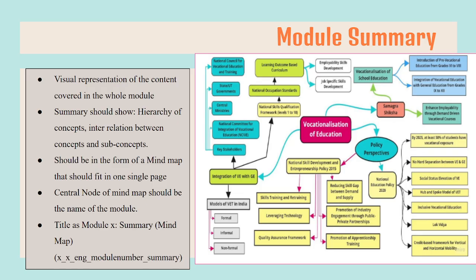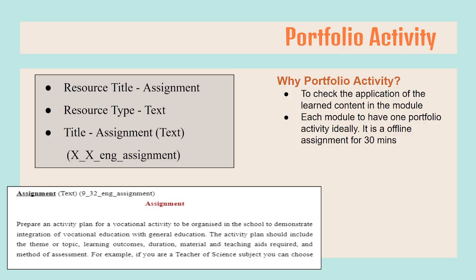Always your summary should be given as a mind map. When you are writing the manuscript, it is not required to design it like this. You can simply draw with pen and paper, take a photo and paste it into your manuscript until you finalize your module. In the first round itself, the manuscript doesn't get finalized. Then the portfolio activity is for 30 minutes. Your portfolio activity should be an application of the whole module, what they have learnt in the module. They should apply it.